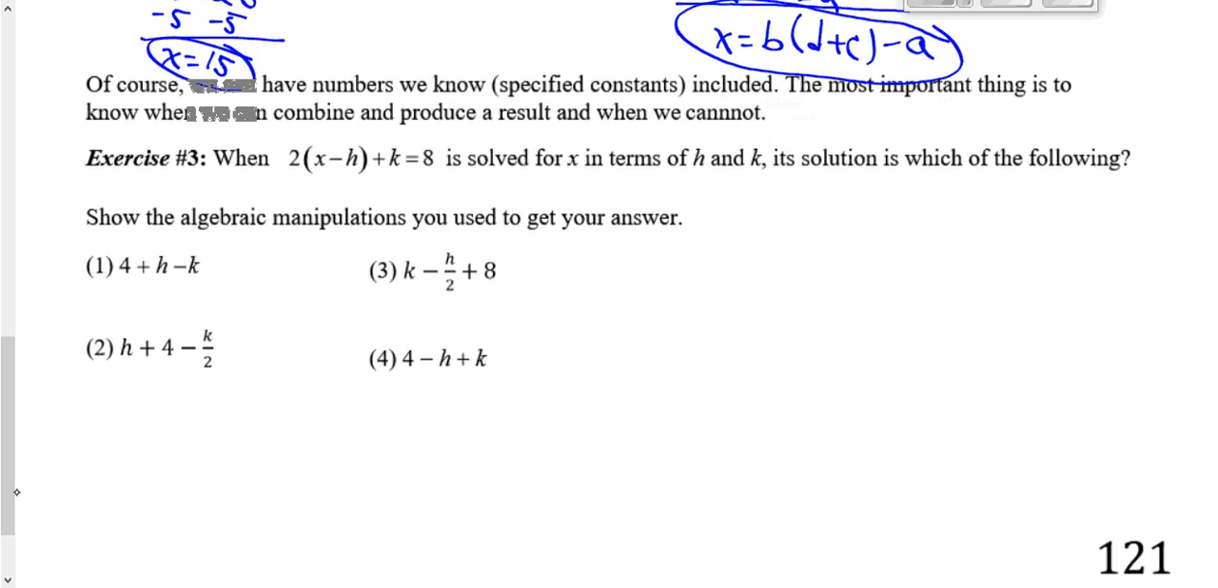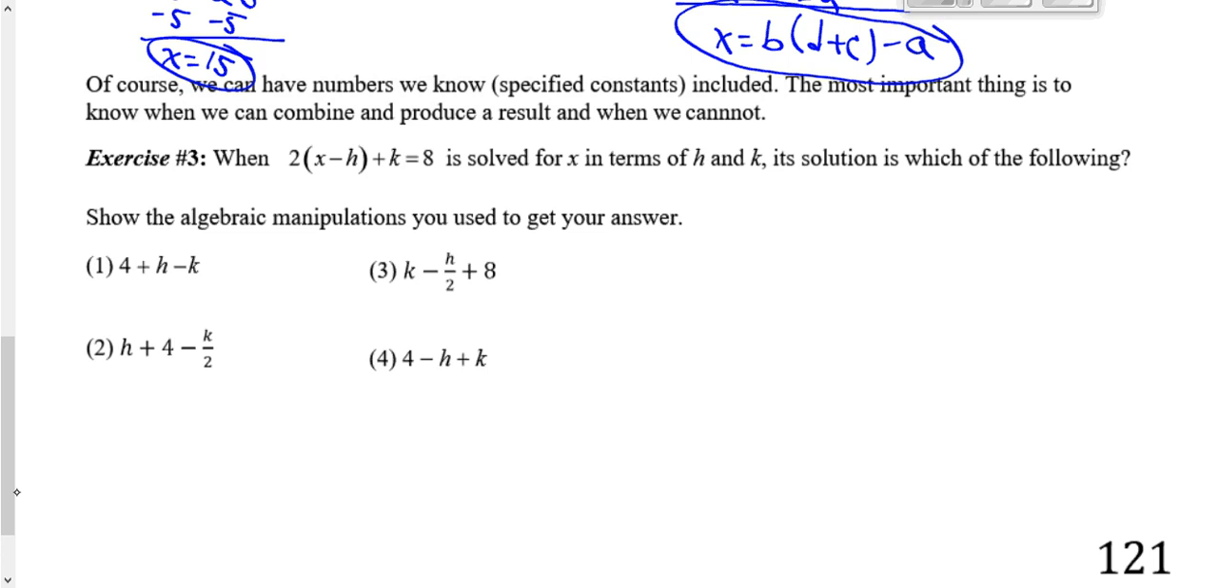All right, so now we have 2 times the quantity x minus h, plus k, equals 8. Solve for x in terms of h and k, right? So all that's saying is you're going to solve it like we did the last one, and the letters will be back. Yeah, for now. All right.